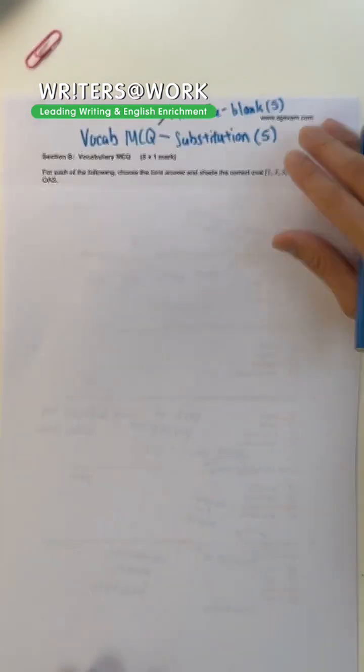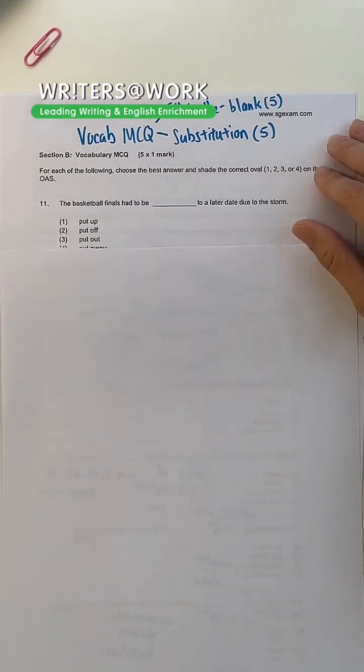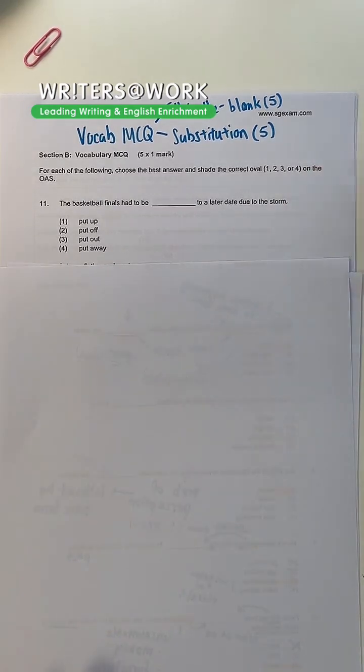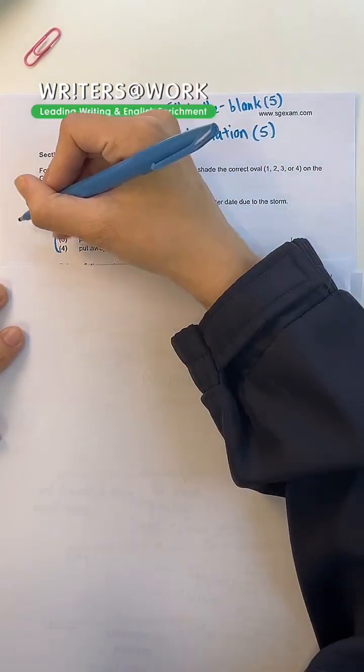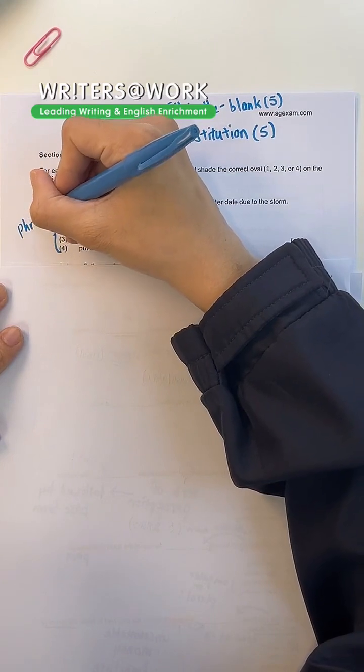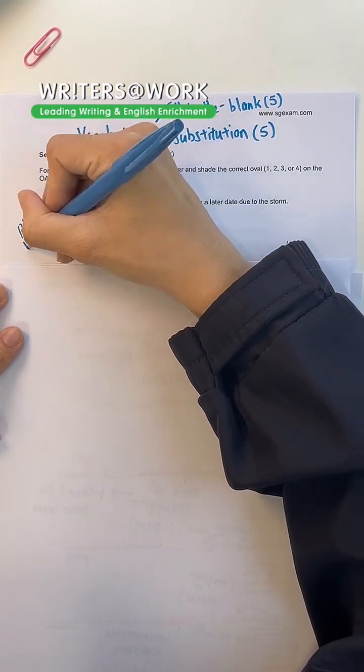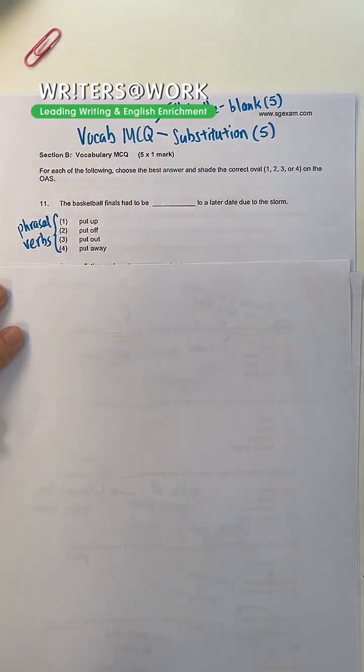Let's take a look at the first fill in the blank question. The basketball finals had to be blank to a later date due to the storm. So what we have over here are 4 phrasal verbs. What are phrasal verbs? Phrasal verbs are phrases or short sequences of words that are meant to be read together as a single action or a single verb. We see 4 common phrasal verbs over here: to put up, put off, put out, and to put away.